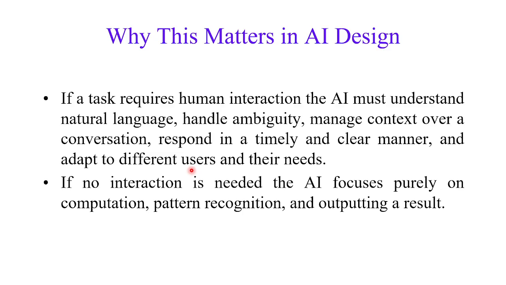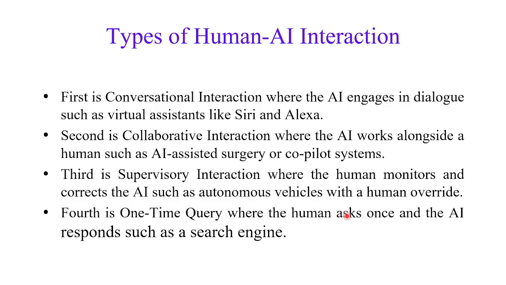If no interaction is needed, then the AI can focus entirely on computation, pattern recognition, and outputting a result. The design becomes cleaner. But it also means the AI has no human to fall back on if something goes wrong. It's very important, right? Next, we will talk about types of human AI interaction.